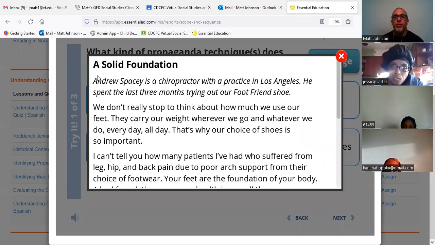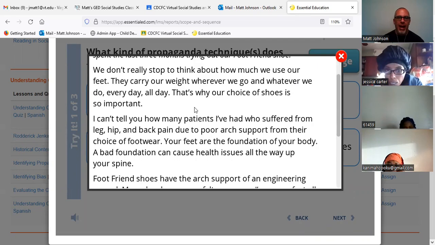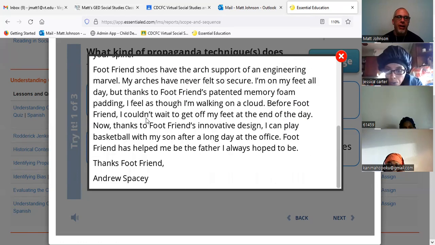He spent the last 3 months trying out our Foot Friend shoe. Says, we don't really stop to think about how much we use our feet. They carry our weight wherever we go and whatever we do, every day, all day. That's why our choice of shoe is so important. I can't tell you how many patients I've had who suffered from leg, hip, and back pain due to poor arch support from their choice of footwear. Your feet are the foundation of your body. A bad foundation can cause health issues all the way up your spine.